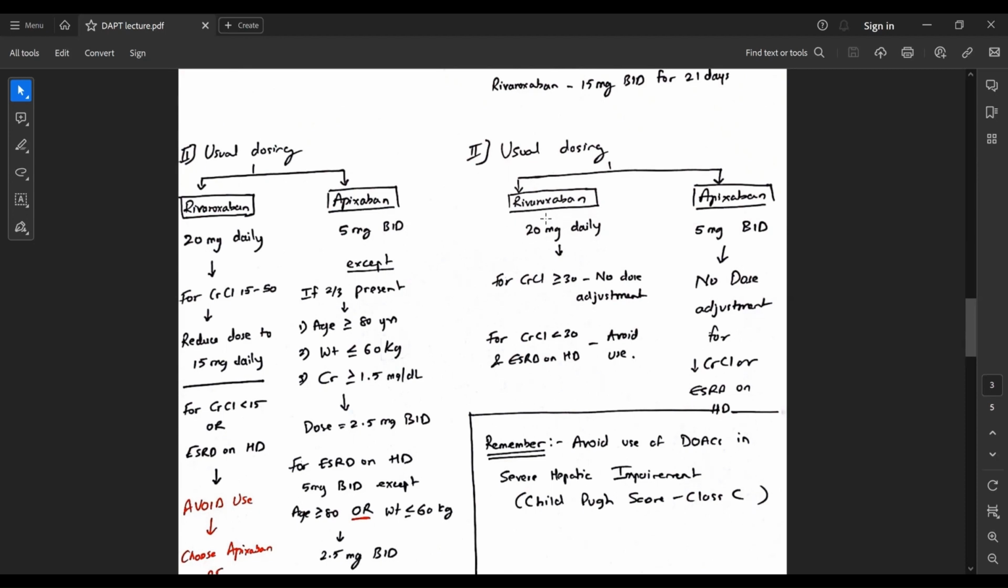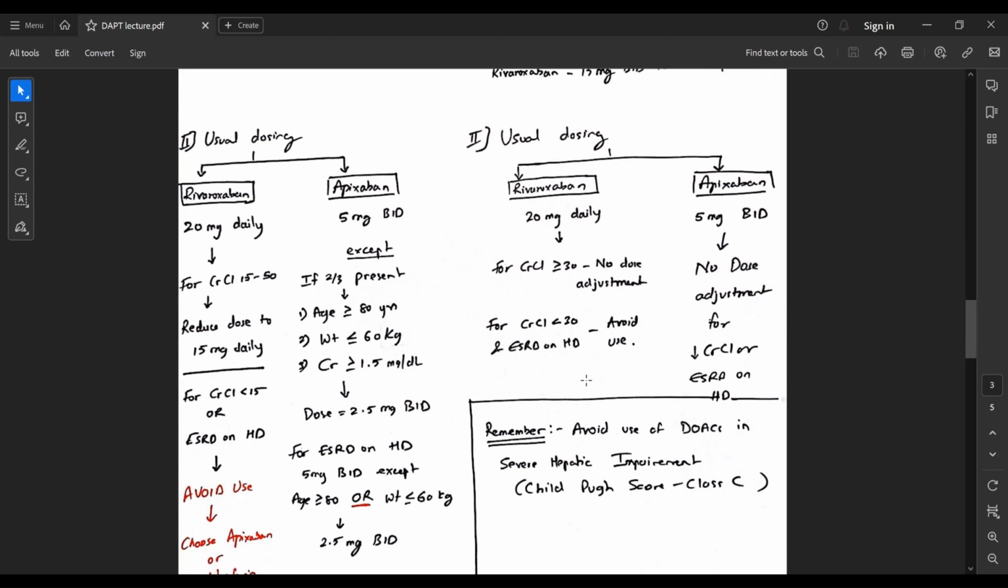When it comes to rivaroxaban, the creatinine clearance cutoffs are a little bit different for venous thromboembolism. That is, in case of creatinine clearance of more than or equal to 30, you do not need to do any dose adjustment, but less than 30, and ESRD patients on hemodialysis, you will not use rivaroxaban. So the cutoffs are a little bit different in case of venous thromboembolism and in case of atrial fibrillation.